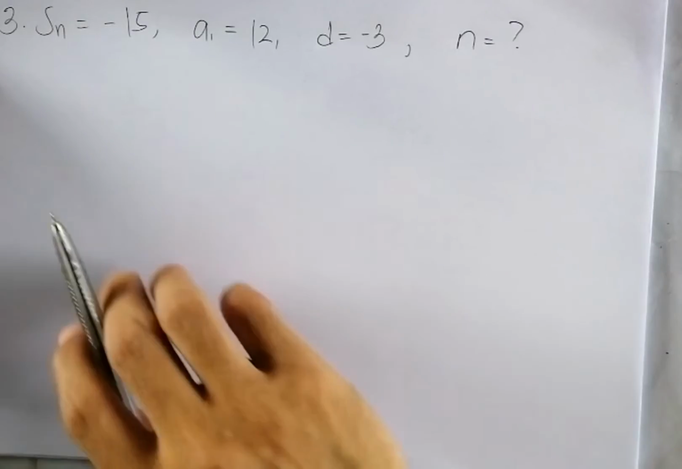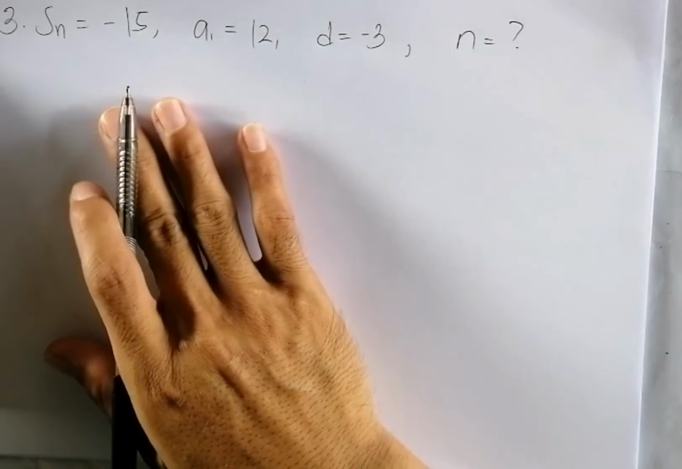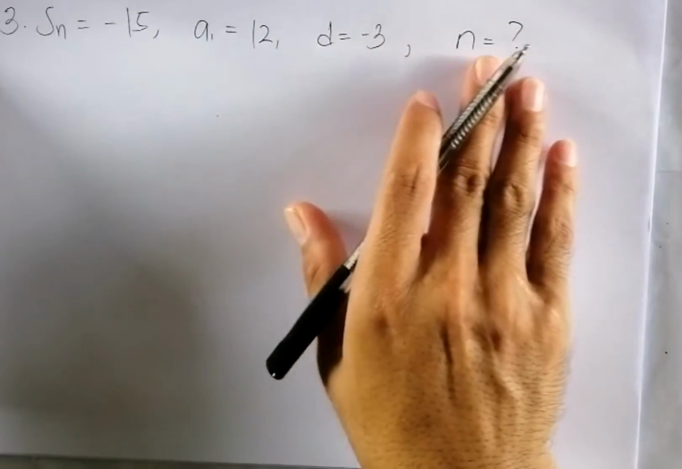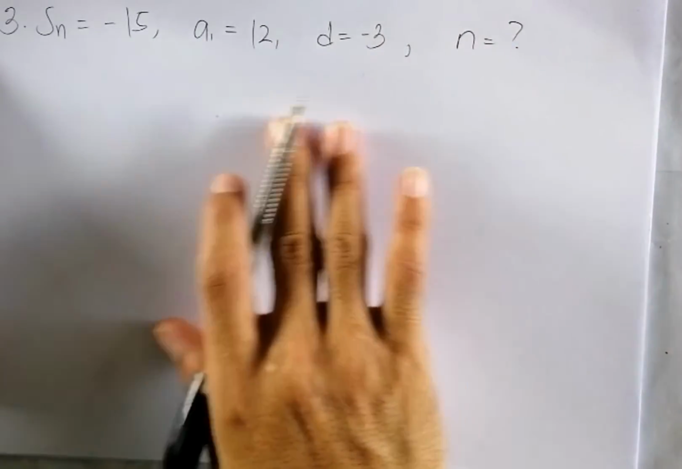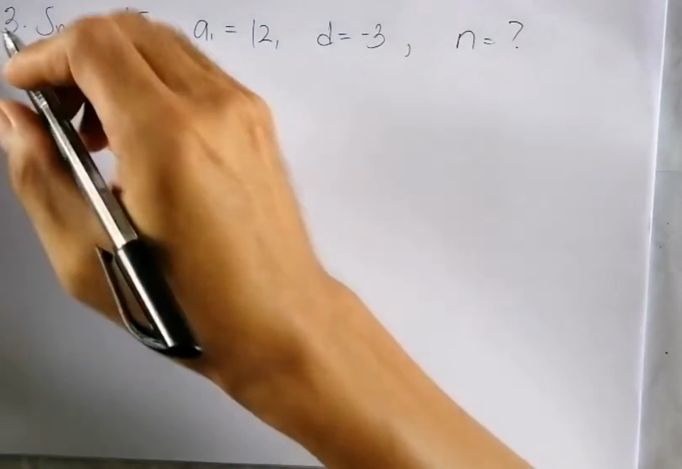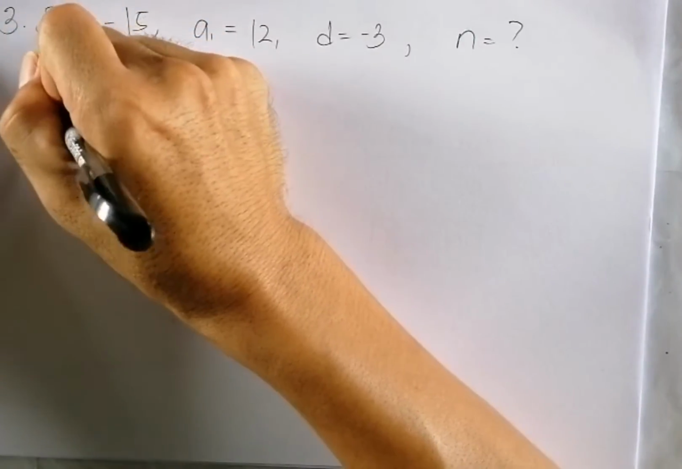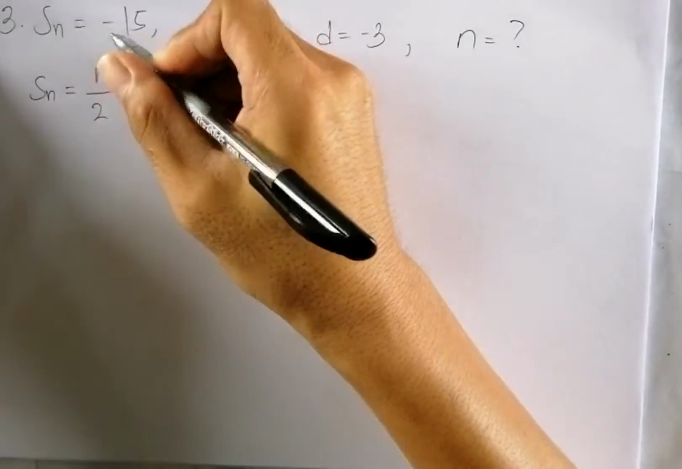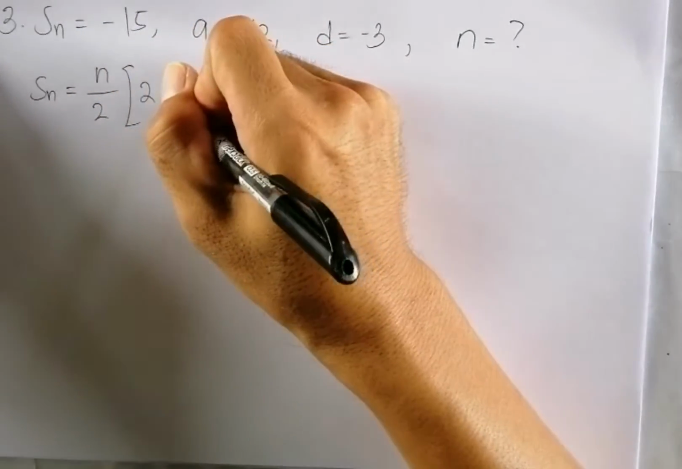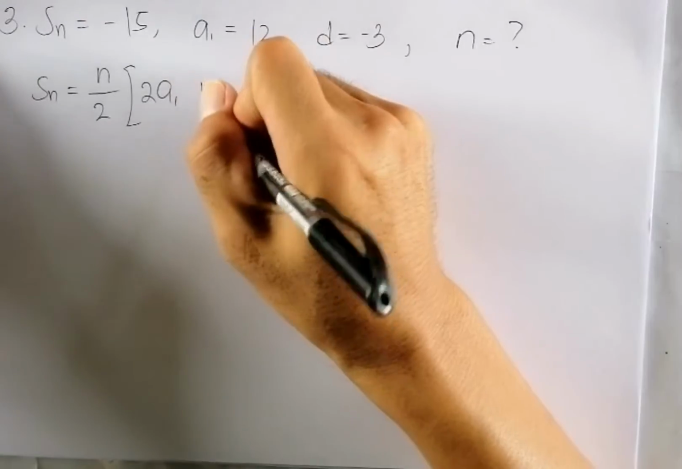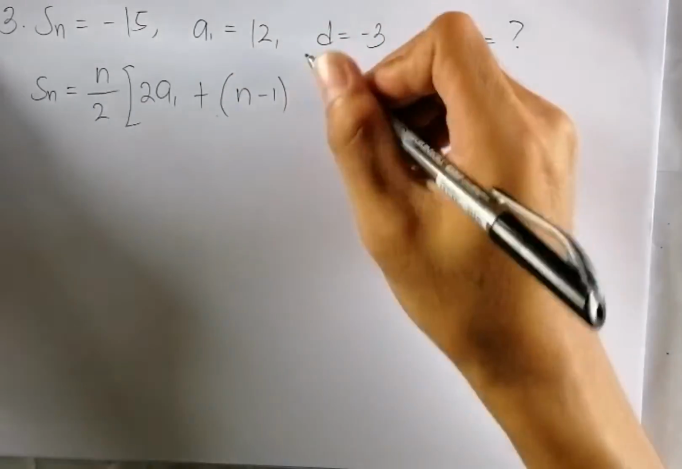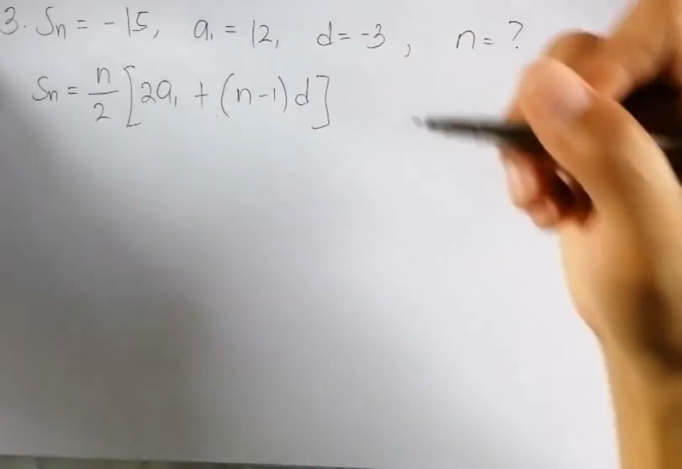For number 3, S sub n is equal to negative 15, a sub 1 is equal to 12, common difference is negative 3, n is unknown. So the last term is not given, so we can use formula number 2. So we have S sub n is equal to n over 2 times open bracket 2 times the first term plus the quantity of n minus 1 times common difference, close bracket.